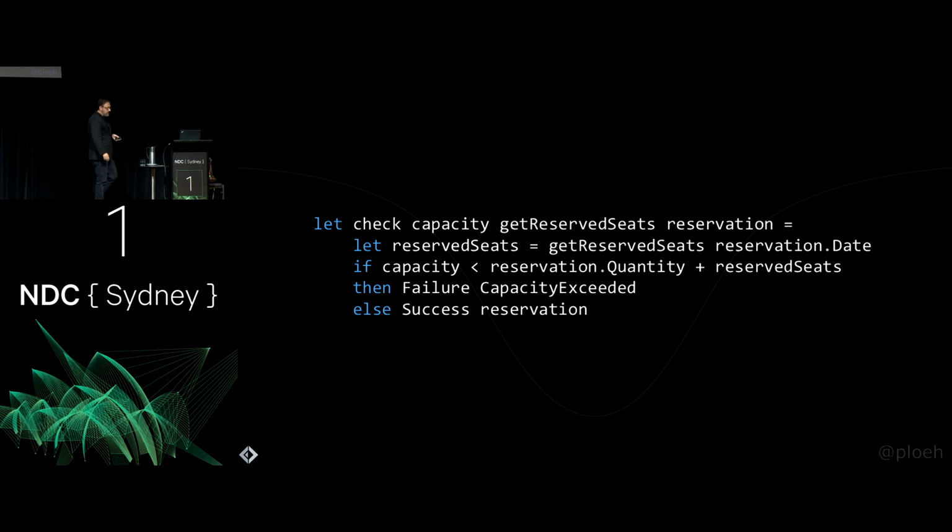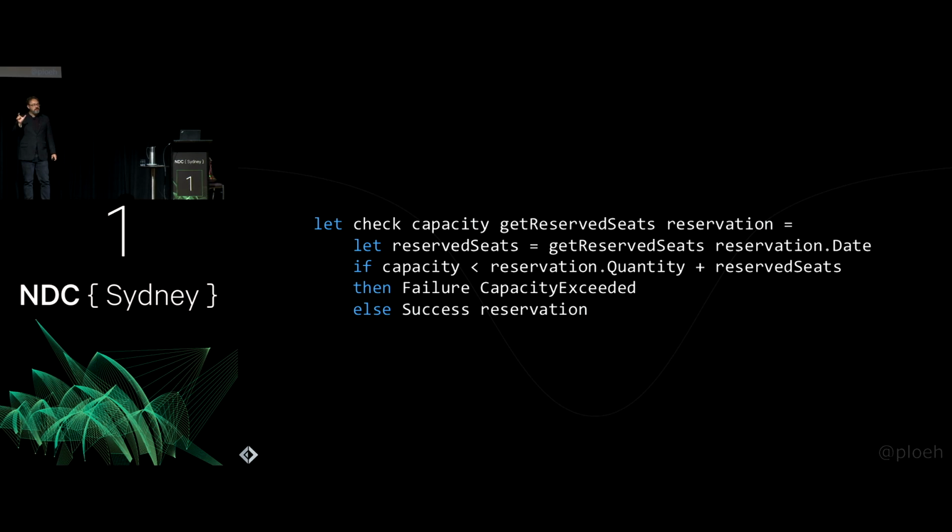Apart from that, this is exactly the same thing, because this is a function called check, and it takes 3 arguments. It takes a capacity argument, that's just an integer. It takes get reserved seats, which turns out to be another function, and then it takes reservation as the 3rd argument. What you often see in functional programming is functions taking other functions as arguments. This is what we call higher order functions. This is a completely normal thing to do.